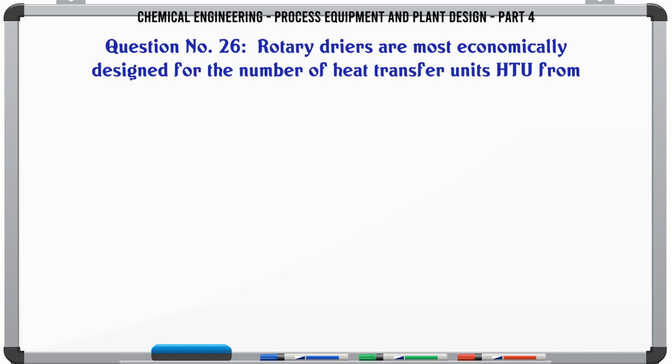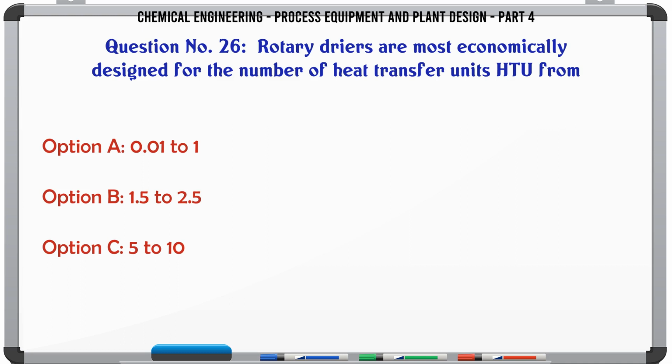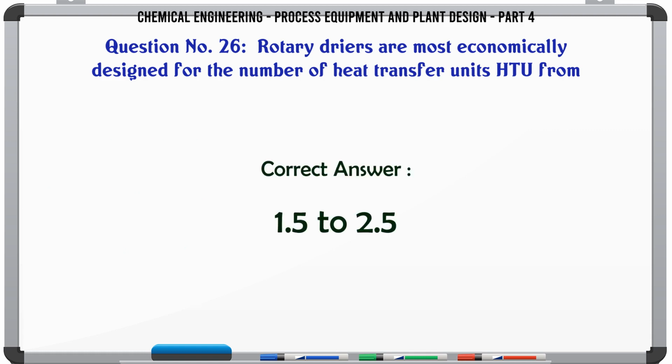Rotary dryers are most economically designed for the number of heat transfer units, HTU, from A. 0.01 to 1, B. 1.5 to 2.5, C. 5 to 10, D. 10 to 20. The correct answer is 1.5 to 2.5.